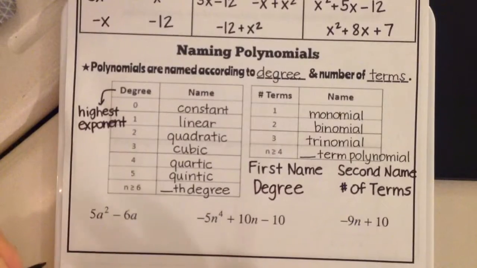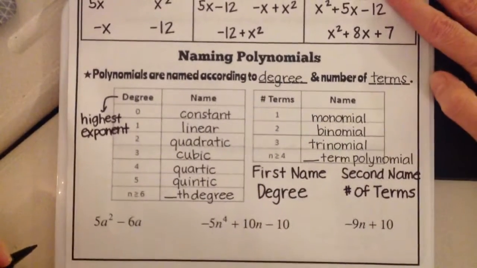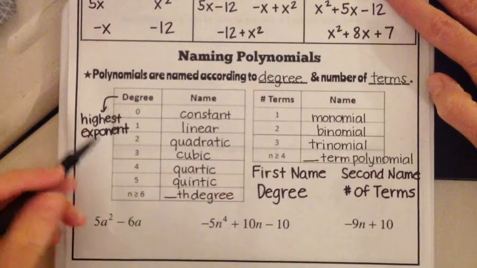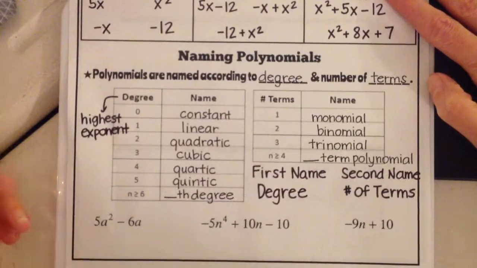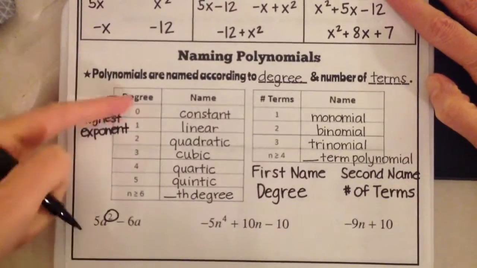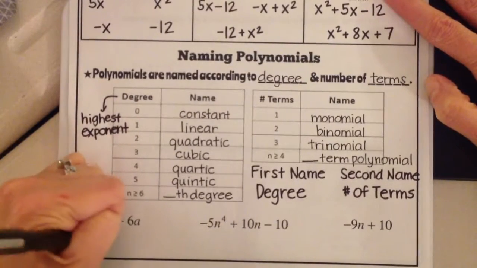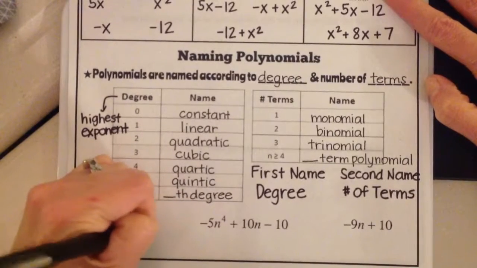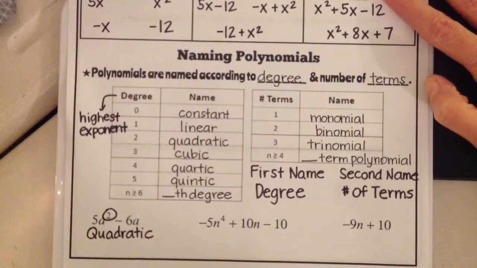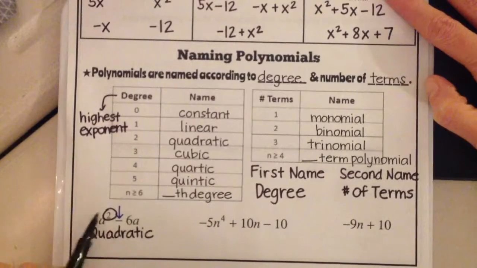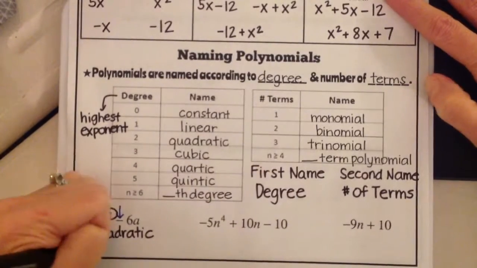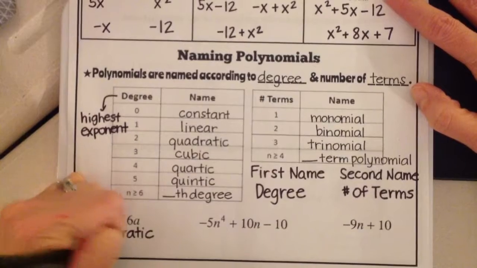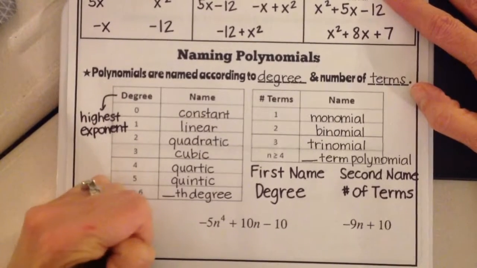So now I have a few examples down here, so we're going to see if you can apply these names to this. So again, we're going to start with our degree, look for the highest exponent. I see a 2, which according to the chart is going to be a quadratic, so that's its first name. And now I'm going to look for the addition or subtraction sign because that is going to help me identify the number of terms. That subtraction sign splits it into 2 terms, so that would make it a binomial. So we have a quadratic binomial here.